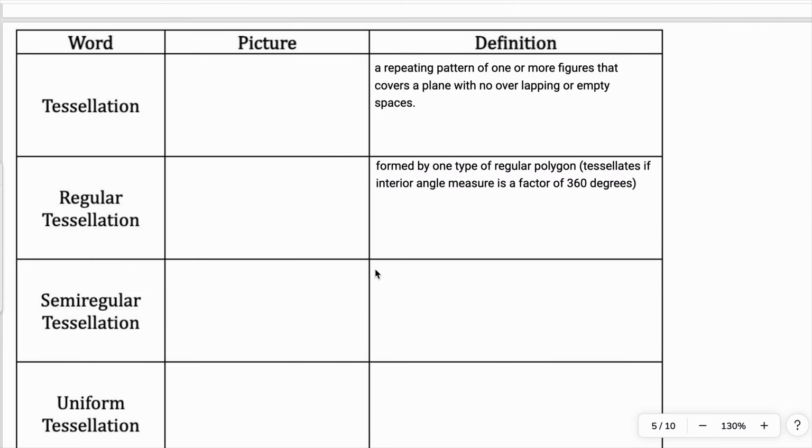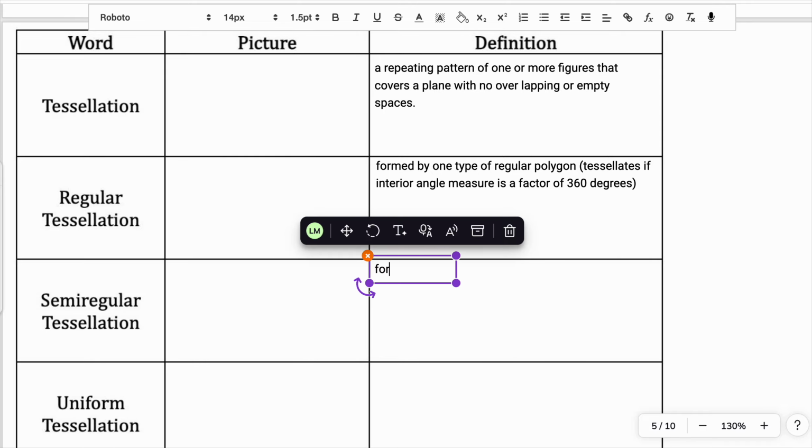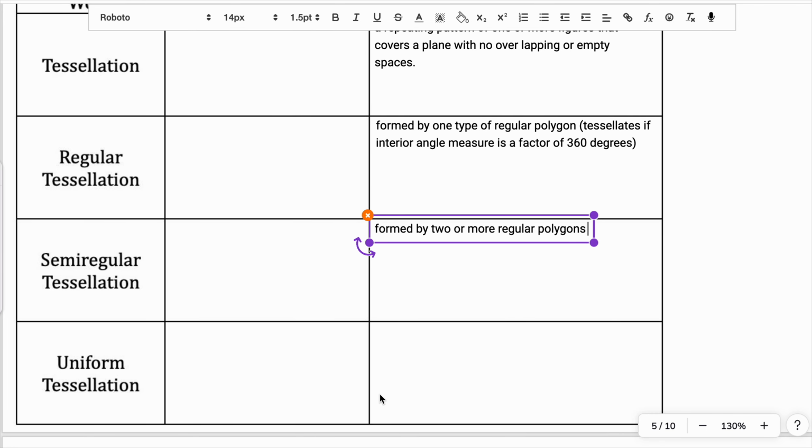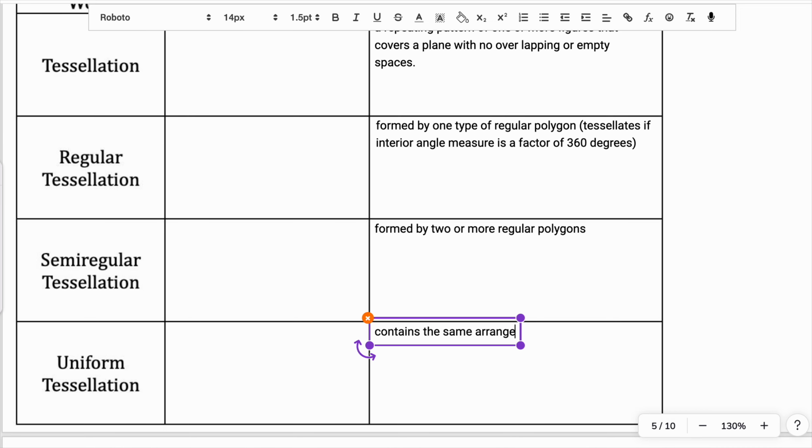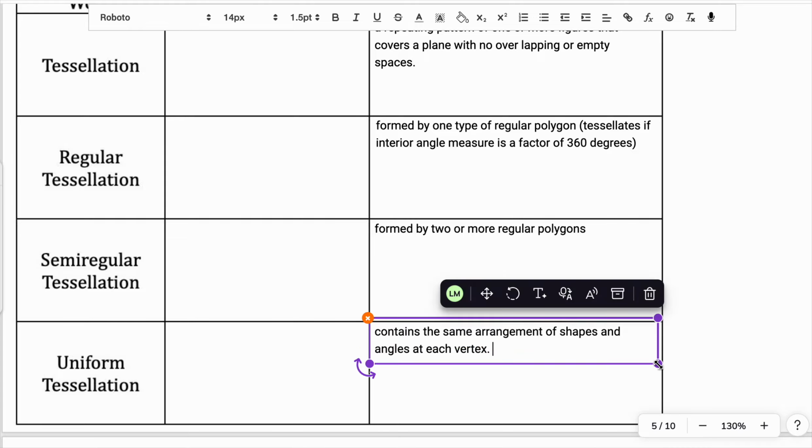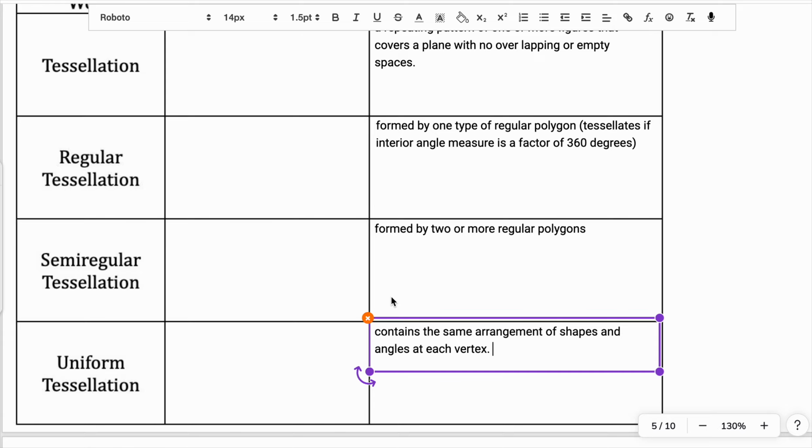Okay, a semi-regular tessellation is formed by two or more regular polygons. And remember, regular polygons are formed using that factor of 360. A uniform tessellation contains the same arrangement of shapes and angles at each vertex. So again, those vertices have to be the same.